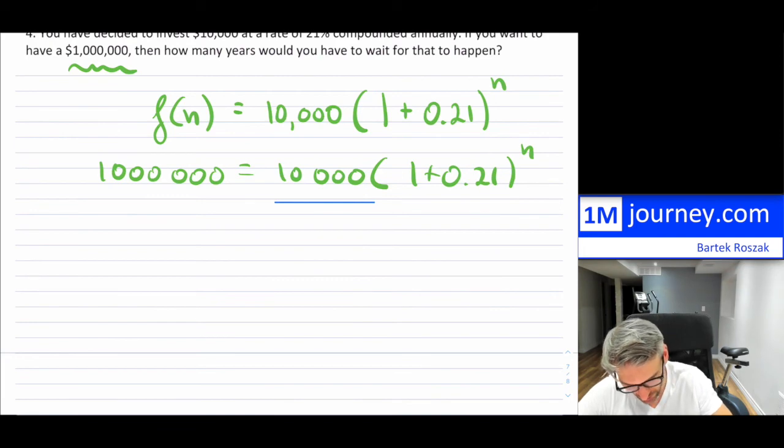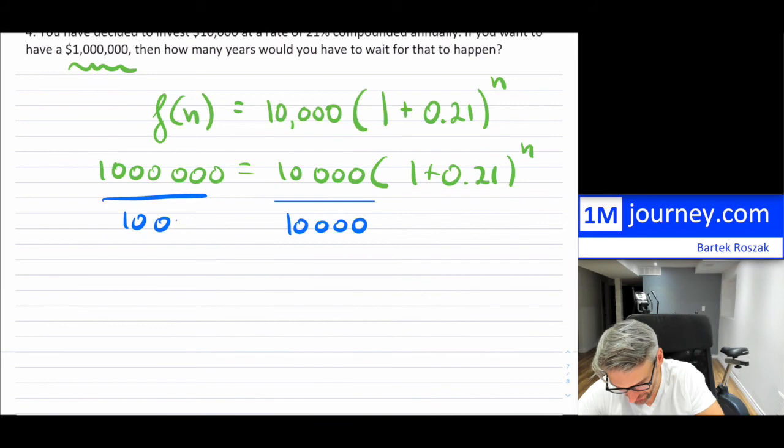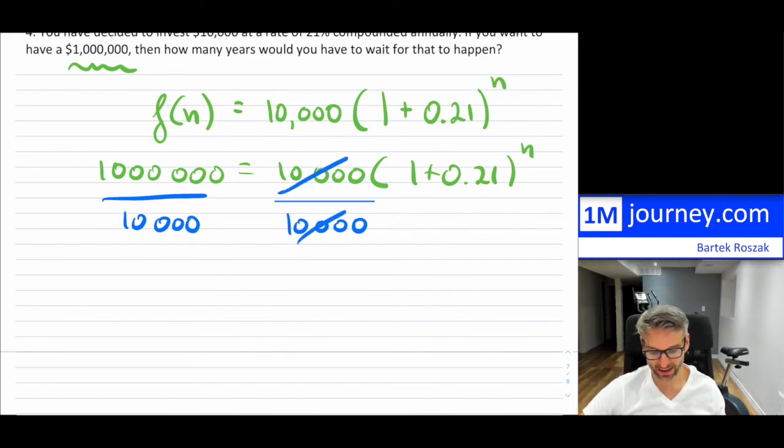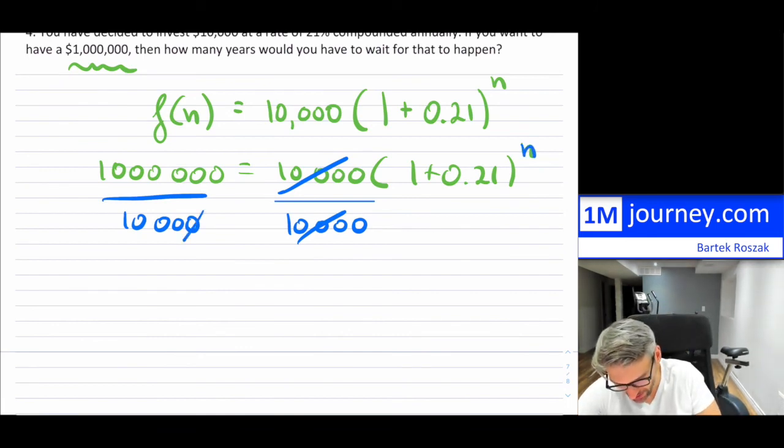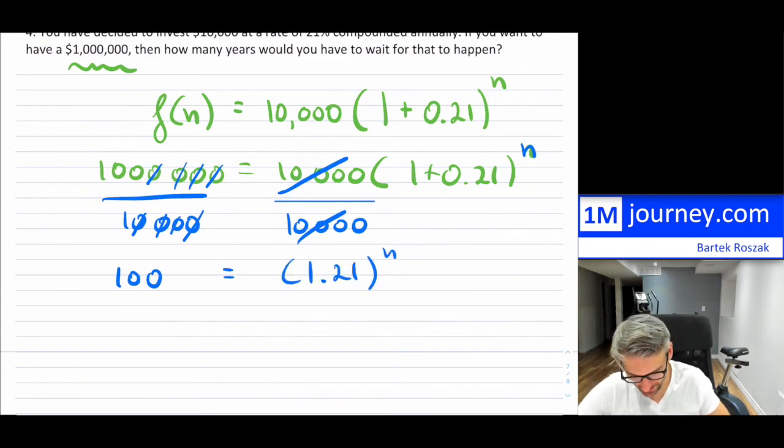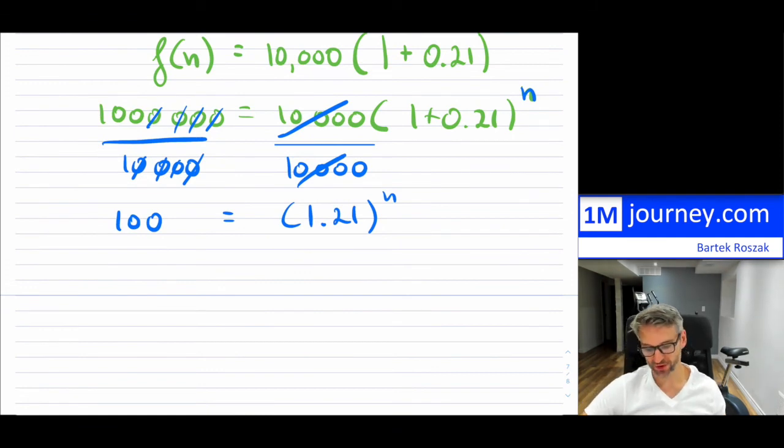First of all, you're going to divide by 10,000 on both sides, to get rid of this because it's in front of the bracket. The N applies on the bracket, so that bracket is going to stay. Notice this is much easier to see now. It's going to be 1.21 to the N.